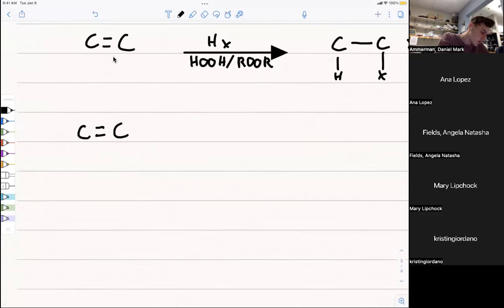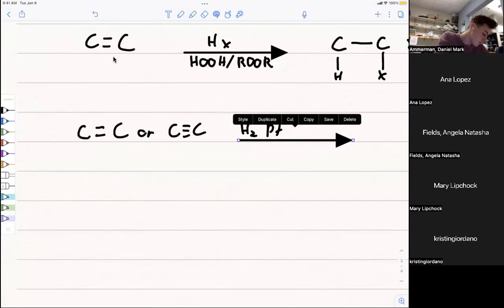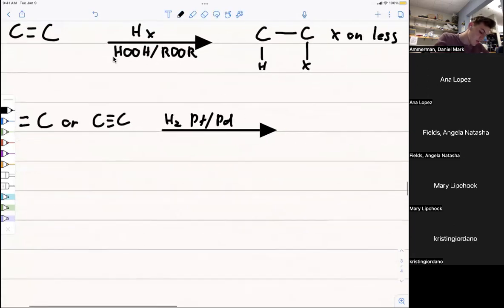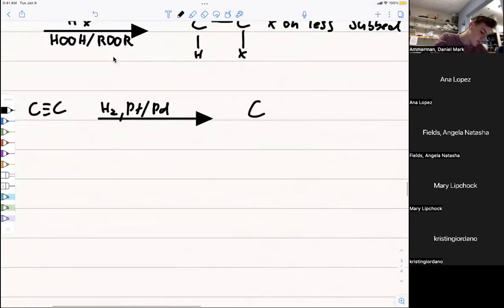When we have carbon to carbon or carbon triple bond to carbon and H2 with palladium, or sorry, platinum or palladium, we get full saturation.